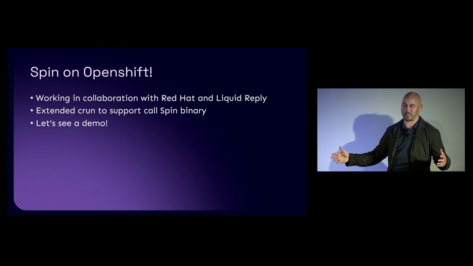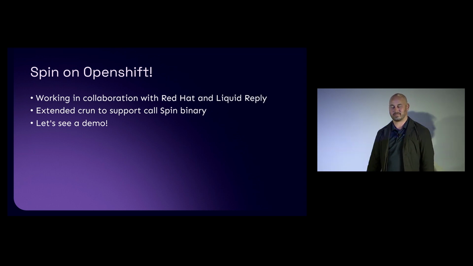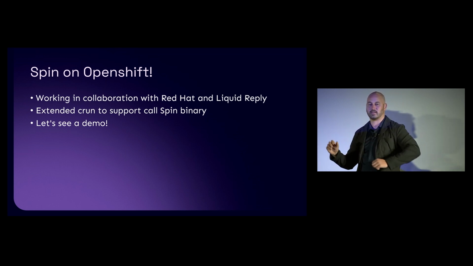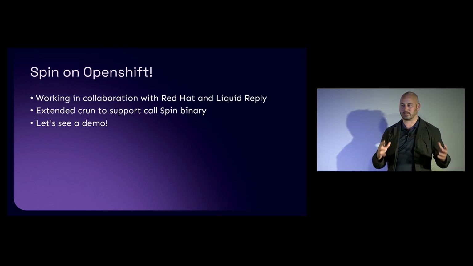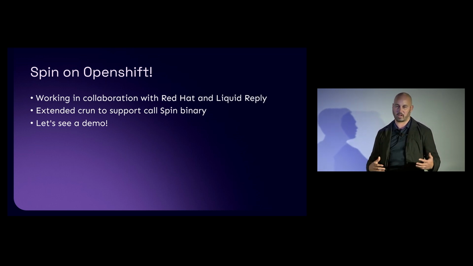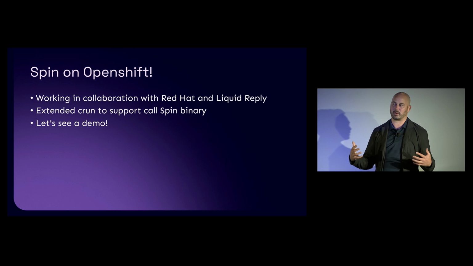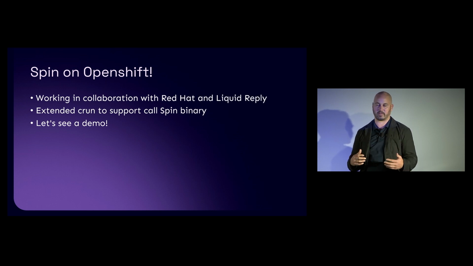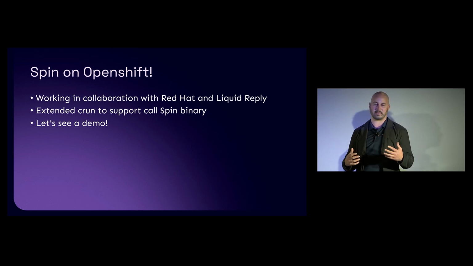Sorry, I spoiled it. We got working on OpenShift. So we got using runc in traditional Kubernetes. We got crun on OpenShift, did not support the shim. And so we've, in combination with Liquid Reply and Red Hat, worked together in order to get Spin running through crun.